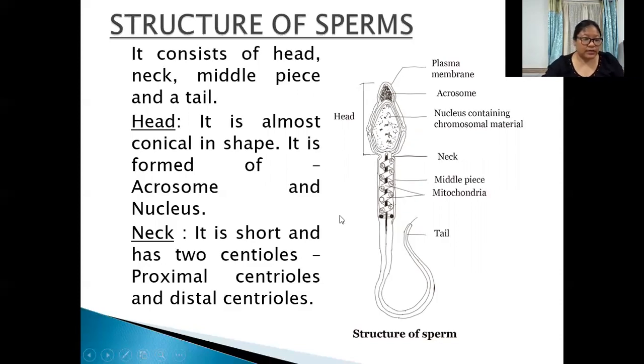We have discussed the neck here. It is short and has two centrioles, this proximal centriole and distal centriole. The proximal centriole initiates the cleavage in the zygote. That is, when the zygote is formed, the cleavage is initiated by the proximal centriole, and the distal centriole provides attachment to the axial filament of the sperm tail, or the flagellum.